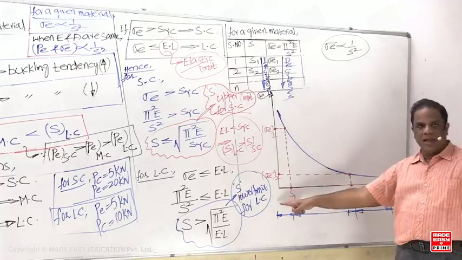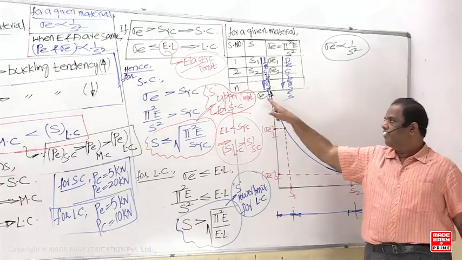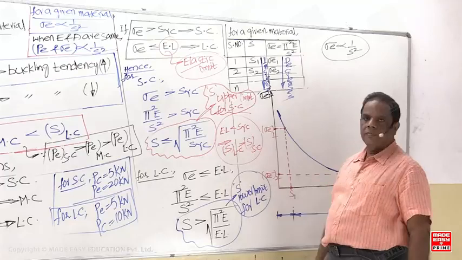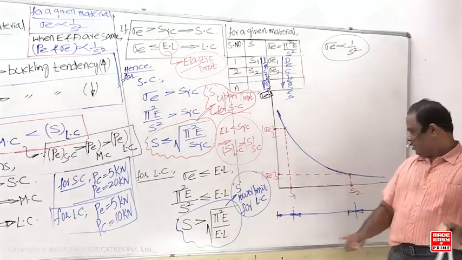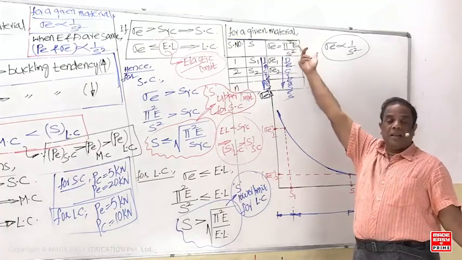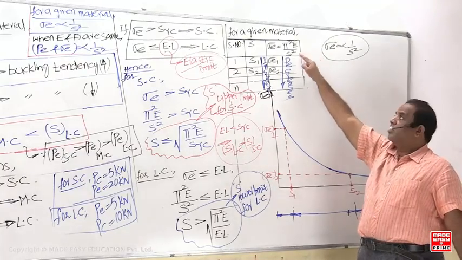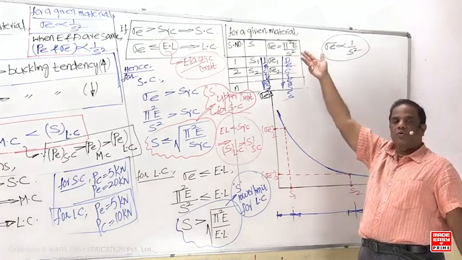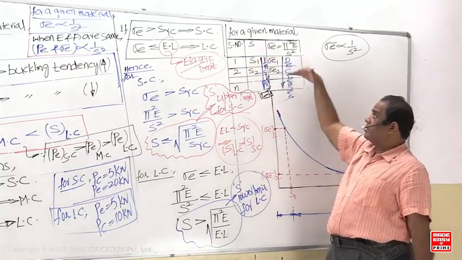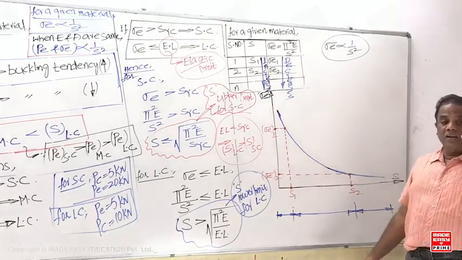Whatever graph I drew, along the x-axis I have taken the slenderness ratio, along the y-axis the buckling stress. This is valid for a given material. The material's Young's modulus is fixed, so for steel, Young's modulus is fixed. By substituting S equal to 1, 2, 10, 100, continuously, as the slenderness ratio increases, the buckling stress decreases hyperbolically. So this curve is valid for a given material.